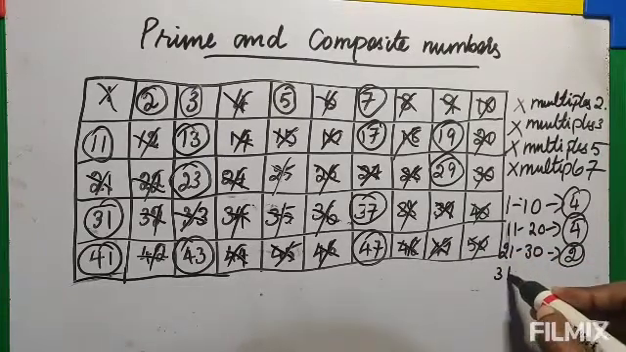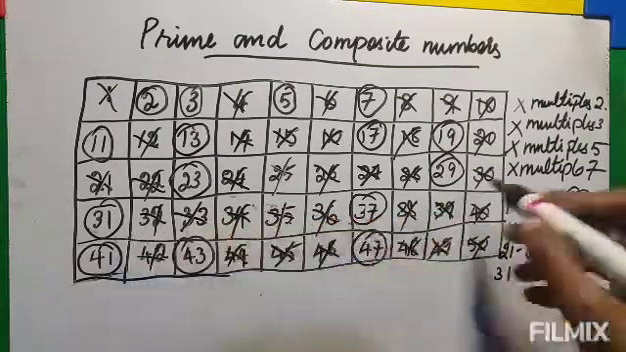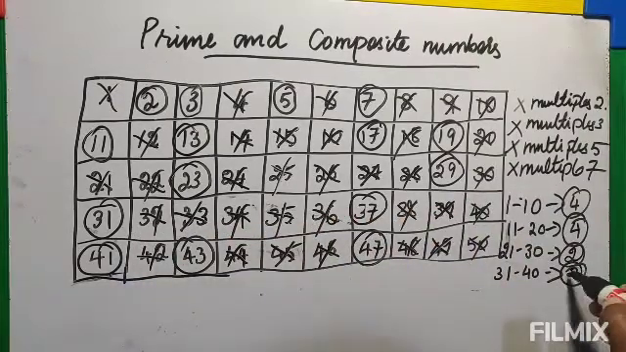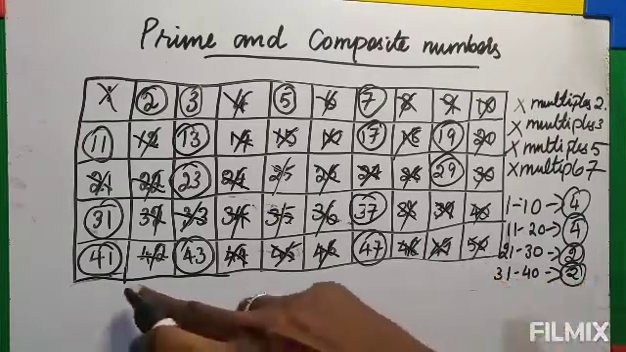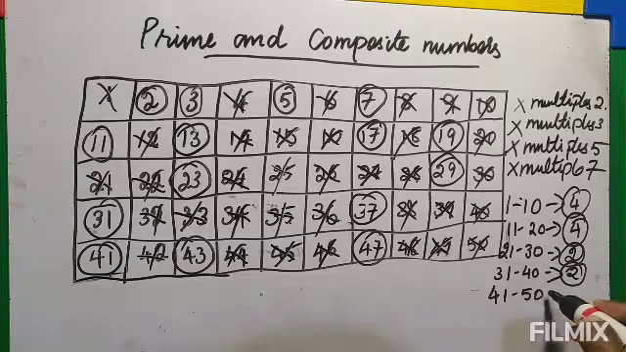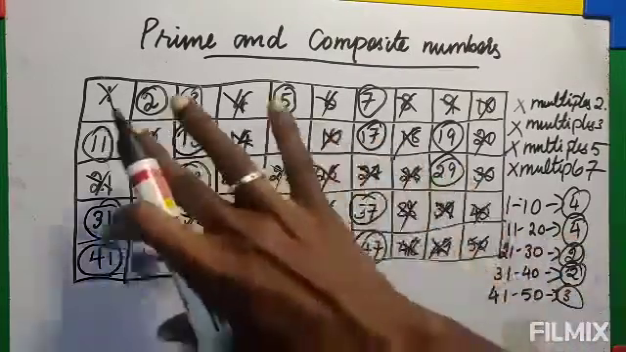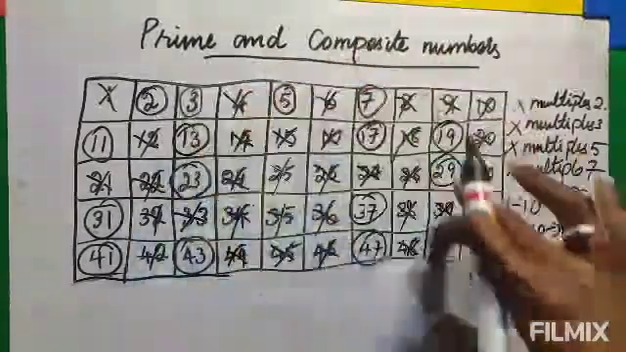Again from 31 to 40 there are 2 prime numbers, that is 31 and 37. From 41 to 50 there are 3 prime numbers, that is 41, 43, 47. So you try to remember all these numbers.